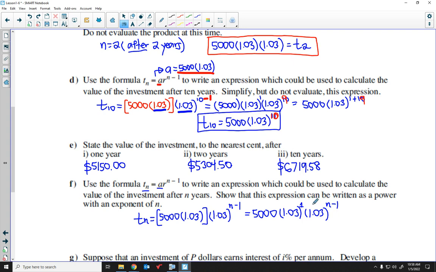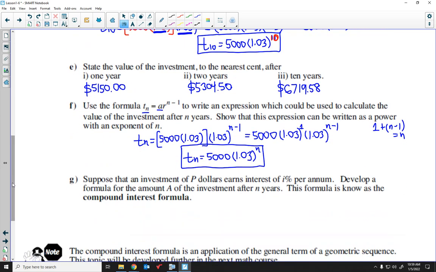Now, I can combine these exponents here. If you combine the exponents, you just add them all together. So that'd be like going 1 plus n minus 1. And that would just cause the 1s to cancel off. So it's just equal to n. So T of n would then be equal to 5,000 multiplied by 1.03 to the power of n. Okay, so that's my general formula for calculating the value of the investment after n years.